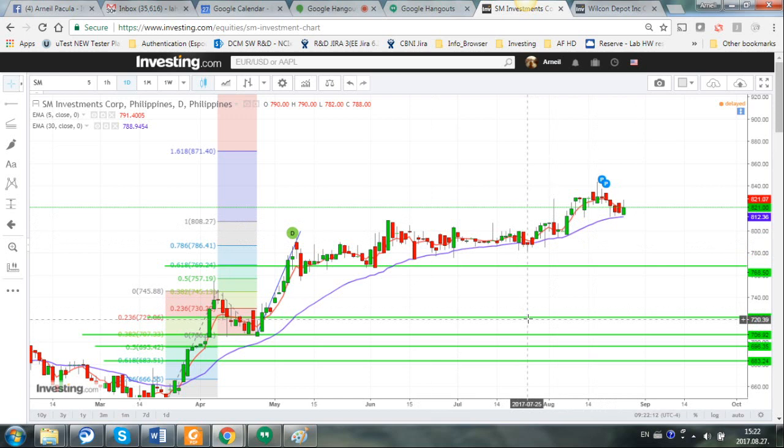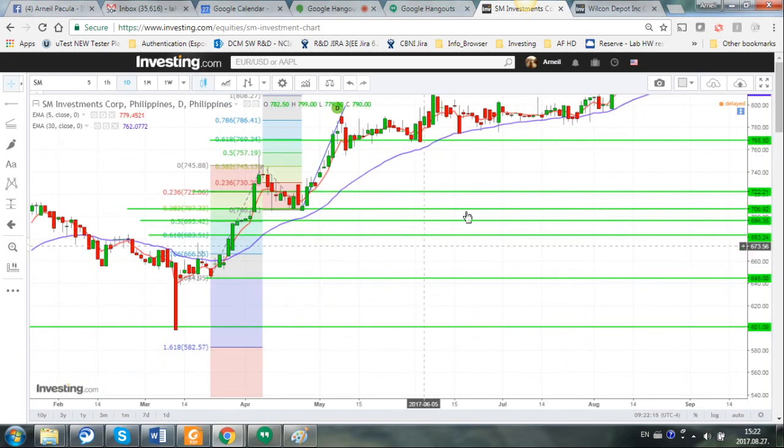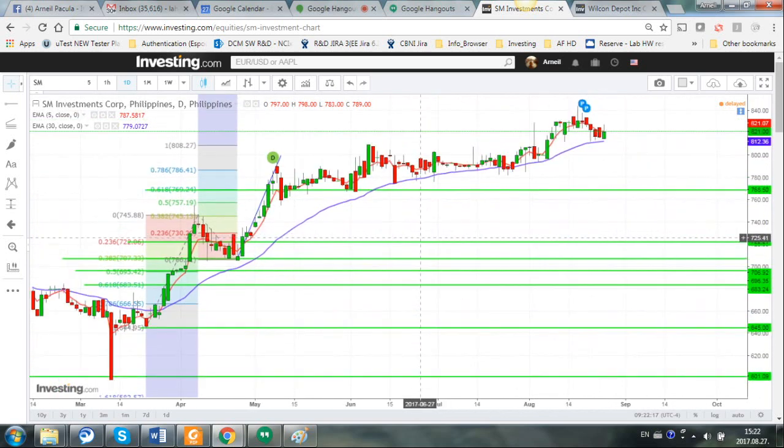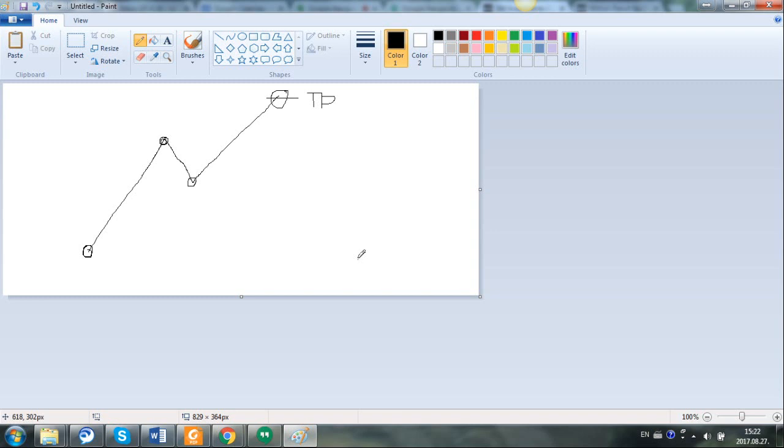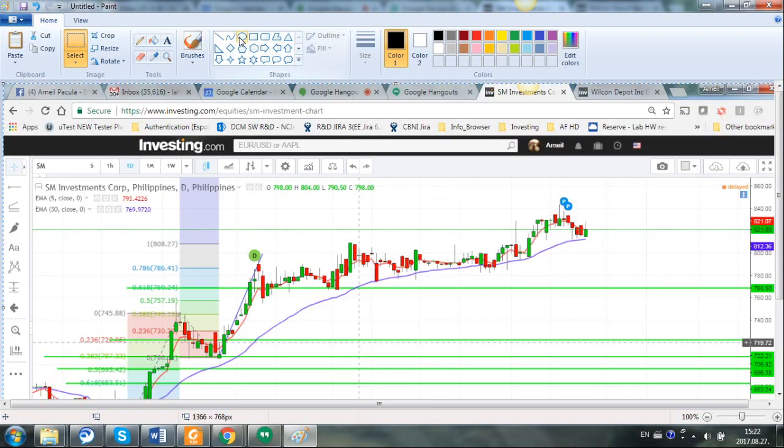What about kung hindi ka pa nakapasok kay SM, pero gusto mong pumasok, gusto mong mag-invest, saan mo bibilin? Saan bibilin? Ito yung kasagutan yan. Okay. Ito. So, yung point kung saan yung red na moving average is going close to the blue. This point. At ngayon, ito, parang lalapit ulit. It can be your next buying point.